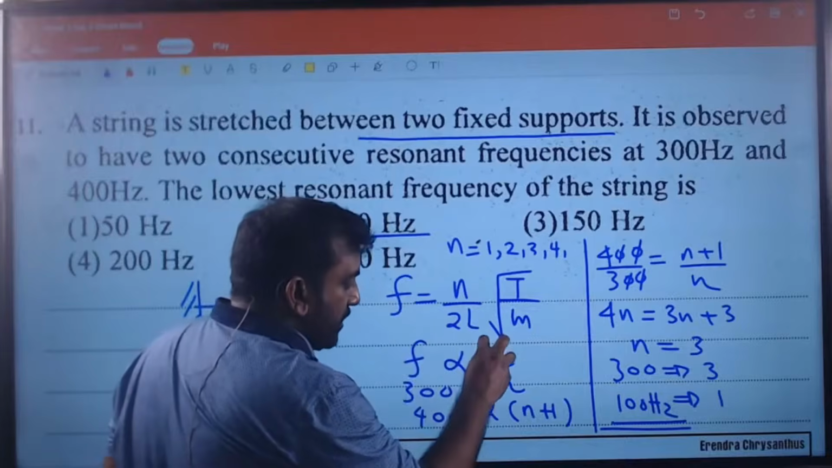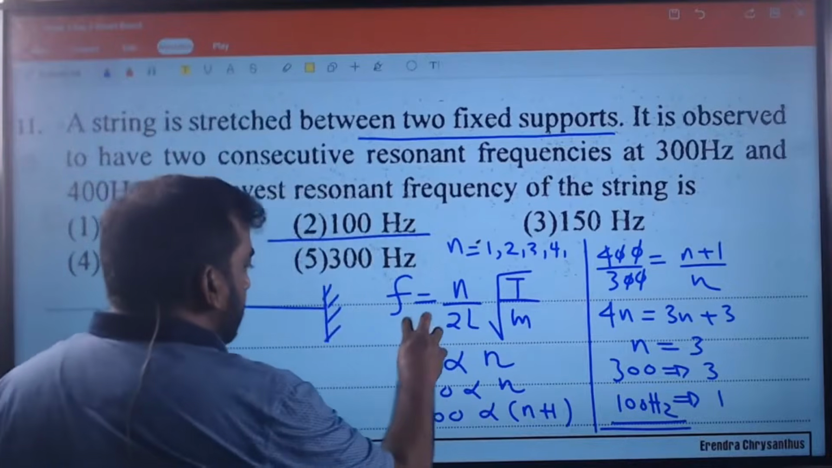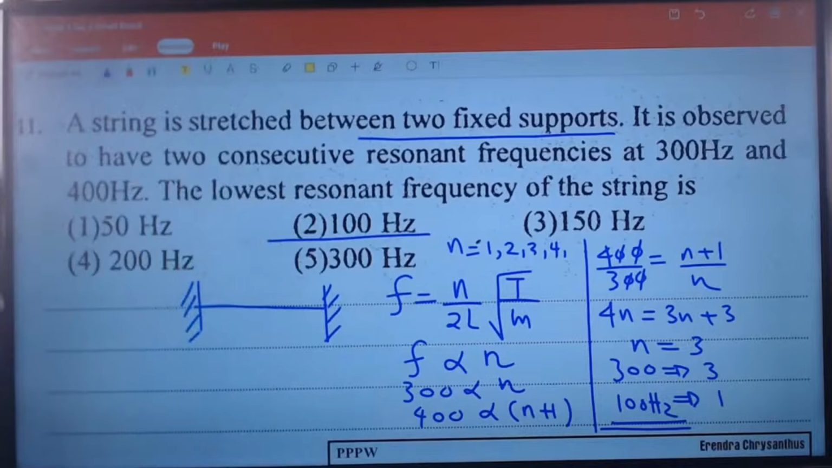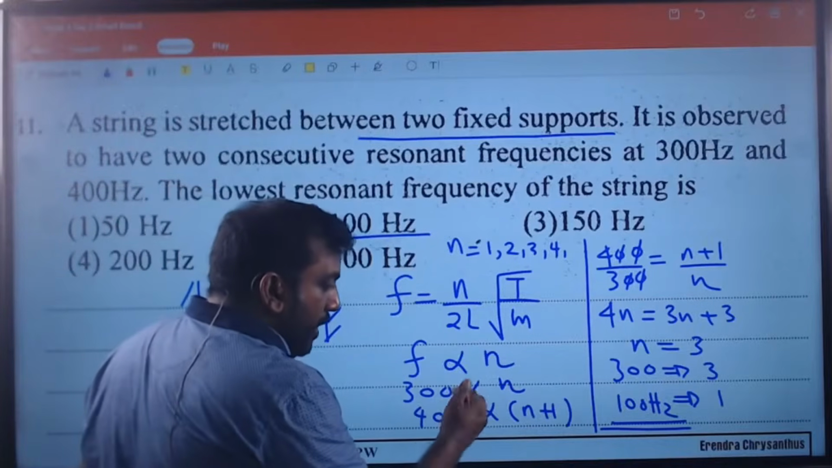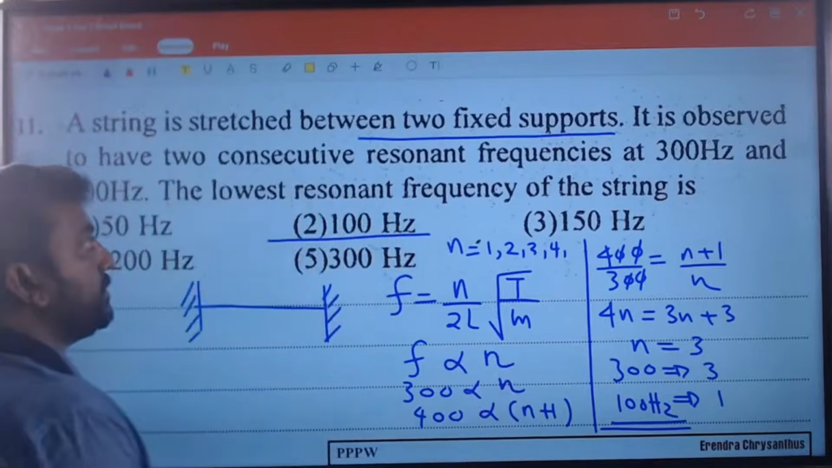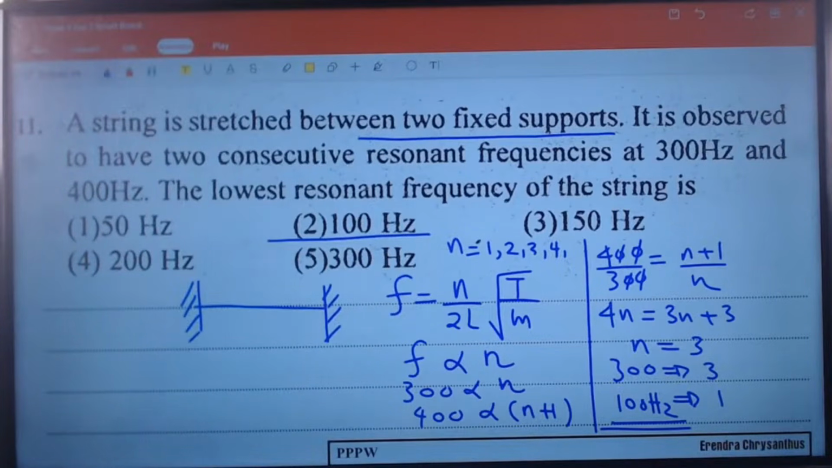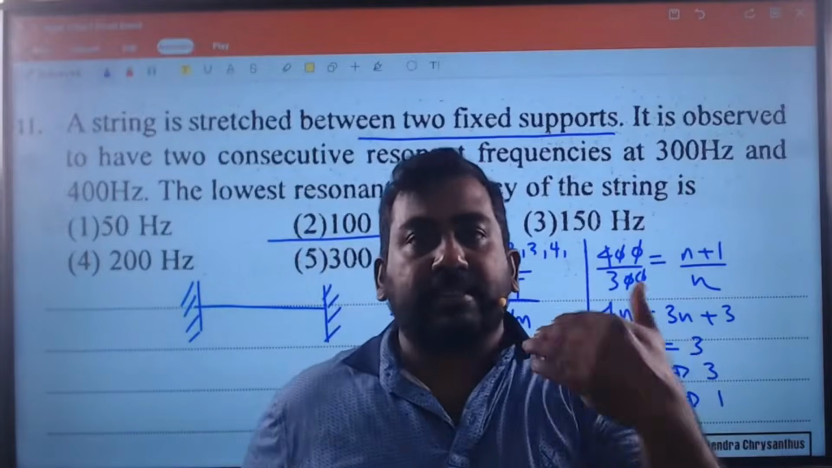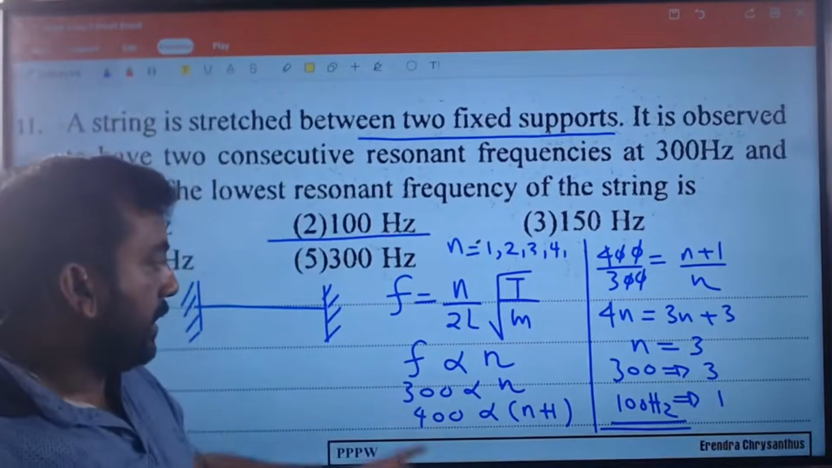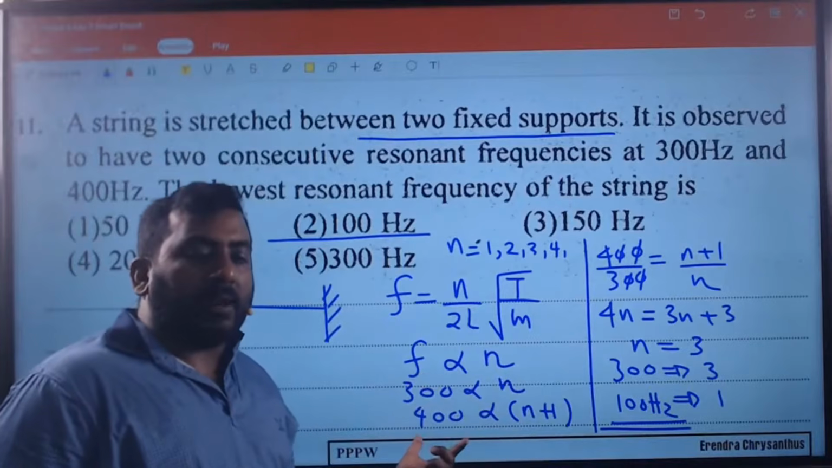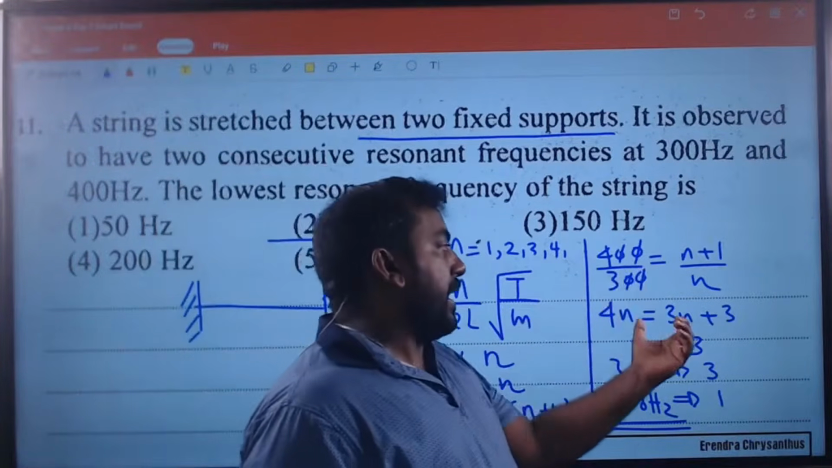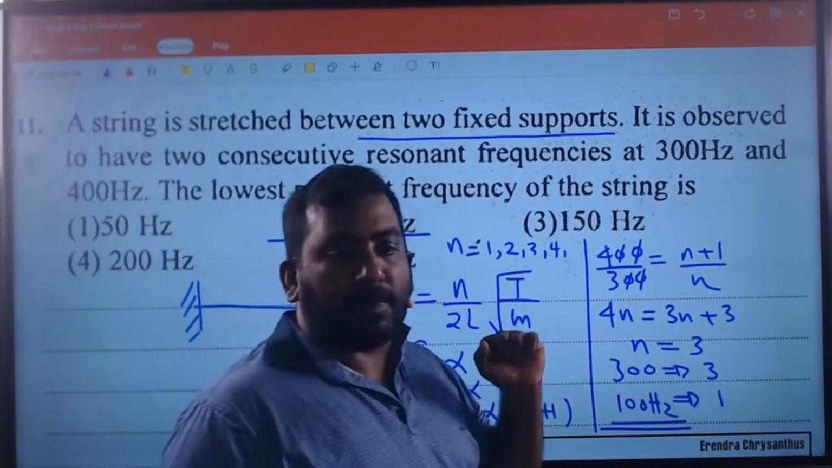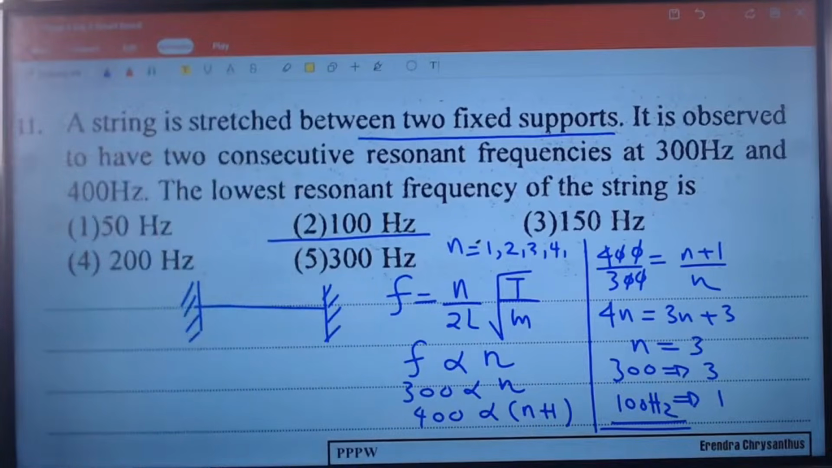The frequency is proportional to the harmonic number. Consecutive frequencies mean consecutive harmonic numbers. Clear? From the consecutiveness, you can get the relationship. So here 300 is proportional to n, here 400 is proportional to n plus 1. Divide one by the other, you get the relationship. From there, you have this particular answer. Okay? Right.